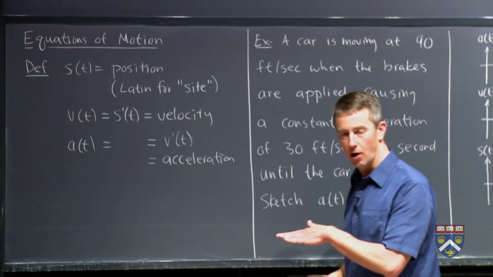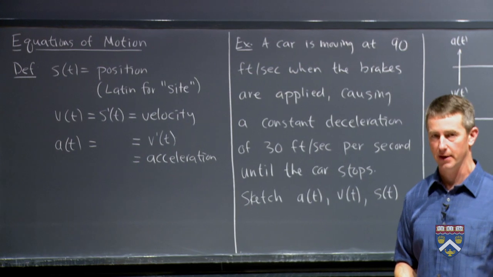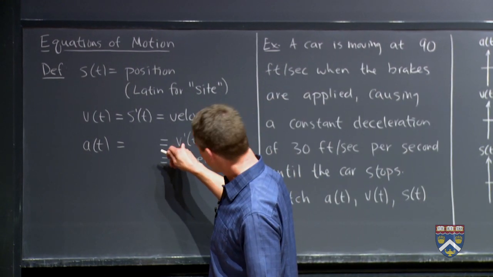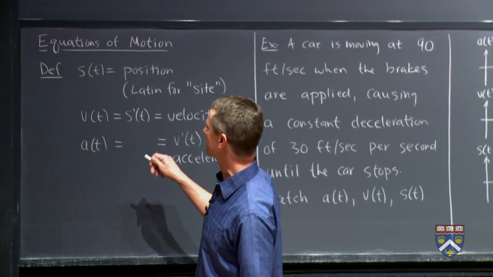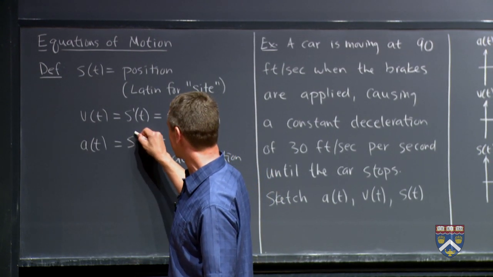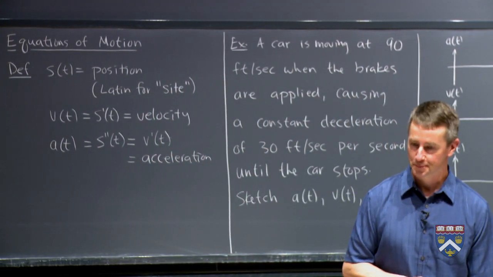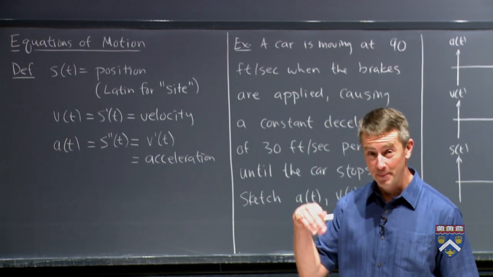Then there's acceleration, which is the rate of change of velocity. Right? If you're just traveling along at a constant velocity, you're not accelerating at all. And since it's the rate of change of velocity, and velocity is the rate of change of position, acceleration is actually s double prime of t. And you can keep going beyond that.